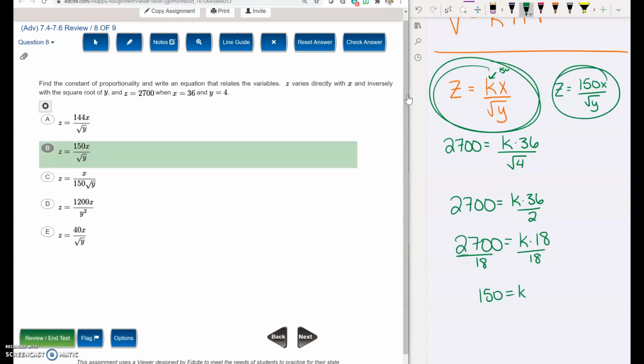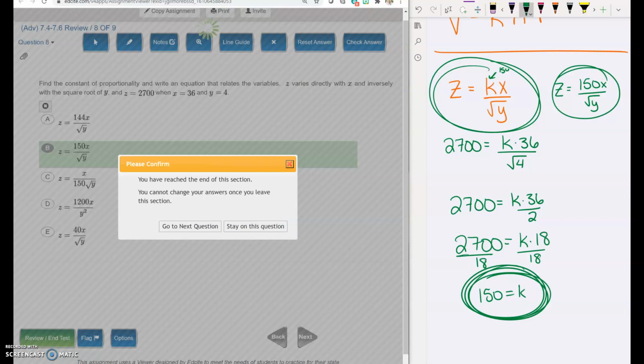Now, if you really know what you're doing with this problem, you may be able to pick out the correct answer just by looking at your answer choices. But notice that 40x over square root of y is pretty close. This x over 150 square root of y, if k happens to be 1 over 150, then that one could be correct. So there are several that are similar that could be. You will need to make sure that you show the work to figure out what k is so that you can then pick the correct equation with the correct value of k in there.